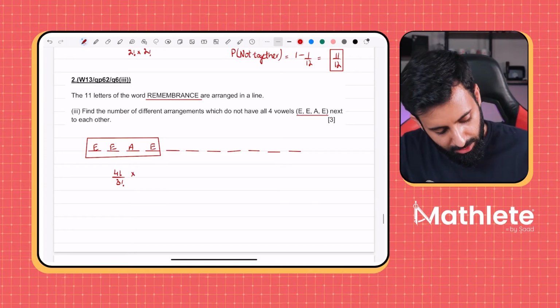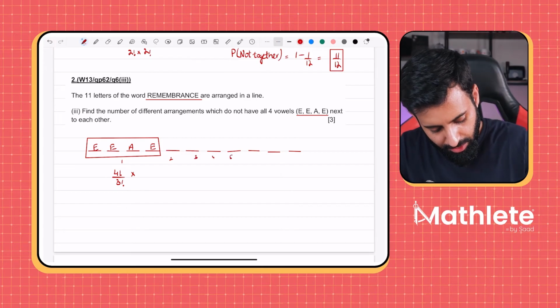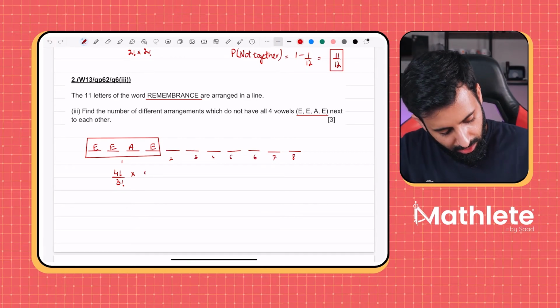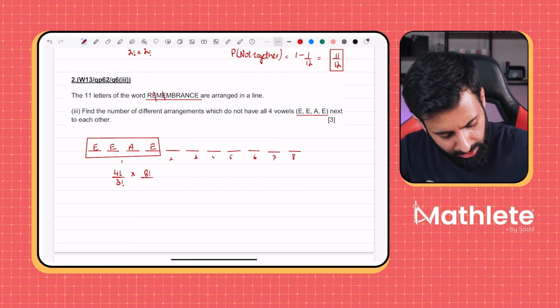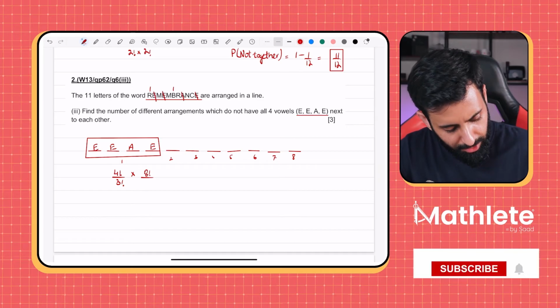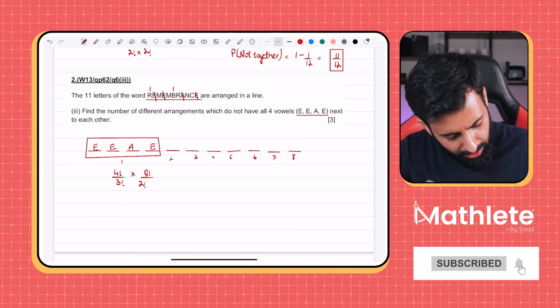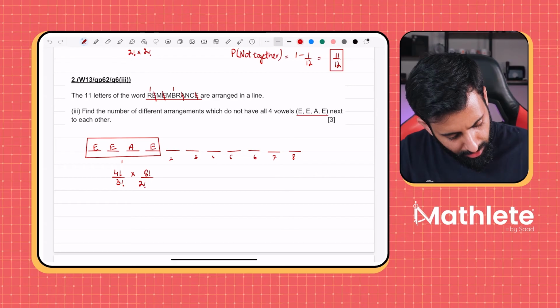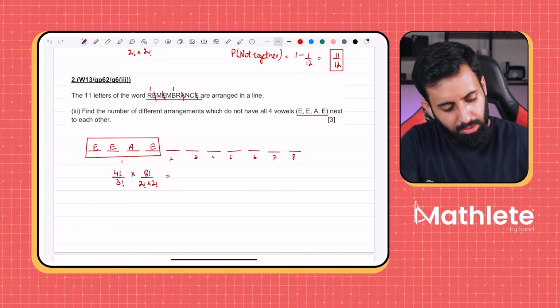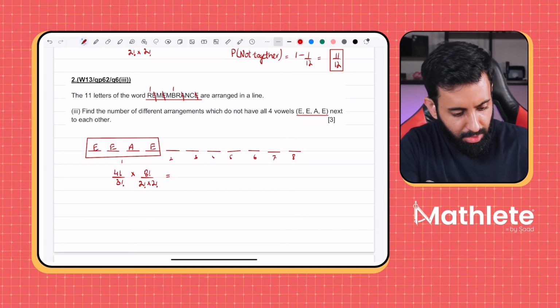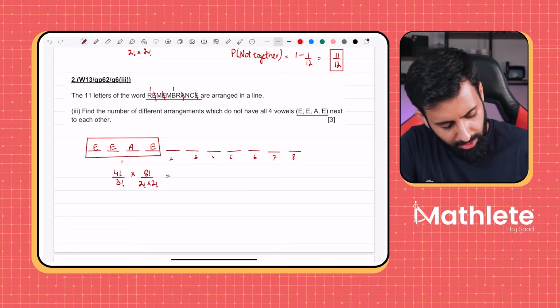Multiplied by, now, 1, 2, 3, 4, 5, 6, 7, 8, so 8 factorial, but be careful. I can see some repetition. First, let's cross out the letters we've dealt with so we don't end up using them again. I see R is being repeated twice, so we'll have to divide by 2 factorial. And M is being repeated twice, so divide by 2 factorial. Let's work this out. If you work it out correctly, you get 40,320.